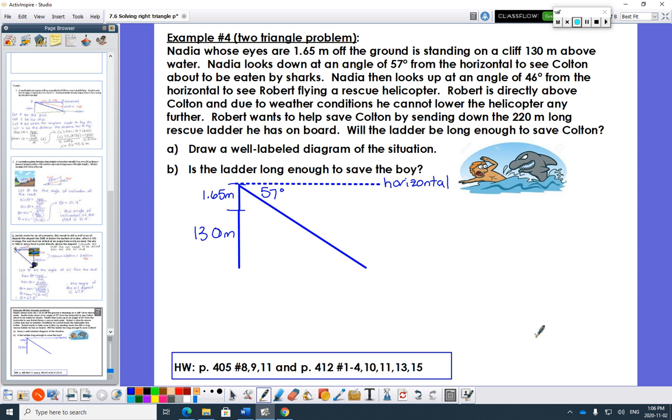To see Colton in the water. So it's up to you. You can call this N for Nadia. You can put Colton down here. So yeah, if you want, let N be Nadia. Let BN be an, oh, woo. That's some good writing there.